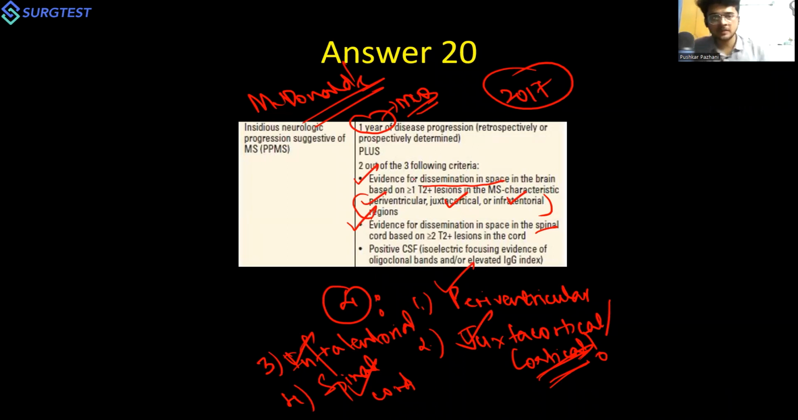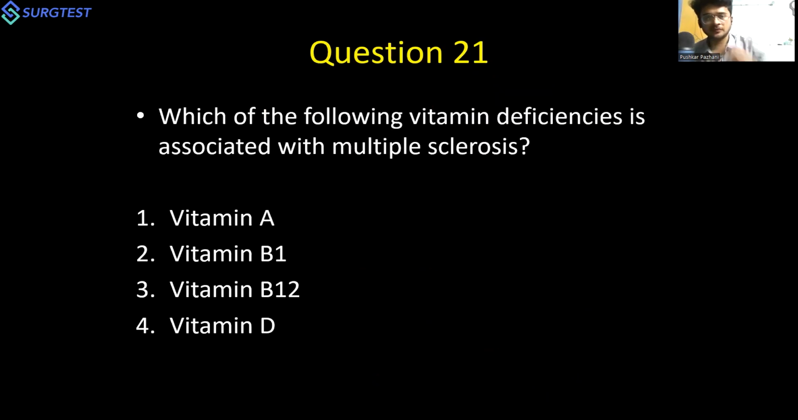And for this PPMS, don't forget this 1 year. Okay, so PPMS, this is the McDonald's criteria. Don't forget 1 year plus 2 out of 3 of this. And the third and most important one, positive CSF oligoclonal bands. Okay, so we will come to this oligoclonal bands and the importance in McDonald's criteria in another MCQ.